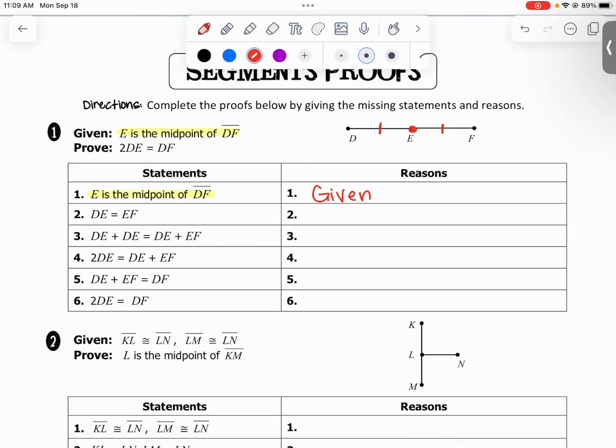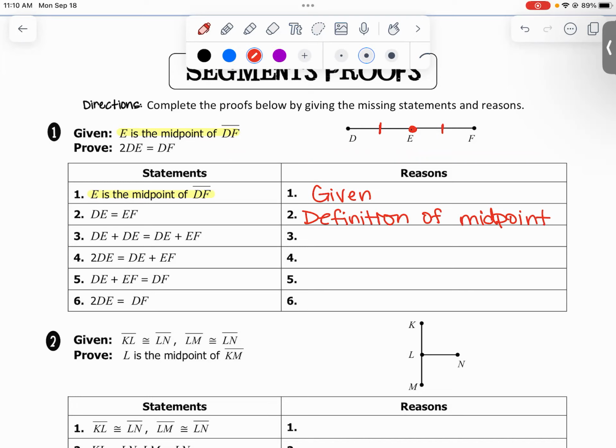What gives us the right to write that? We know that E is the midpoint. Okay, so what would we write here? We wouldn't write, we know that E is the midpoint. We would write something about the midpoint. Definition of midpoints. Okay.